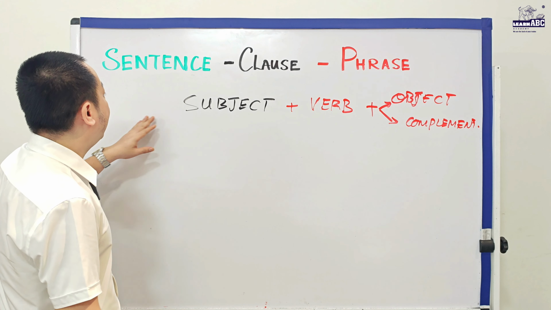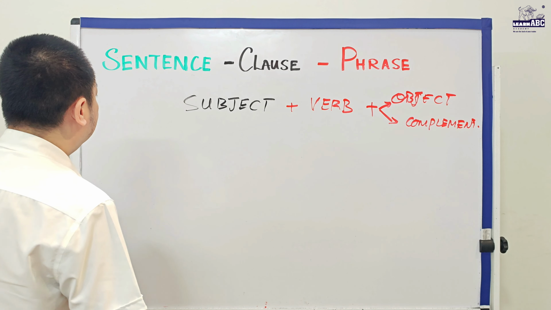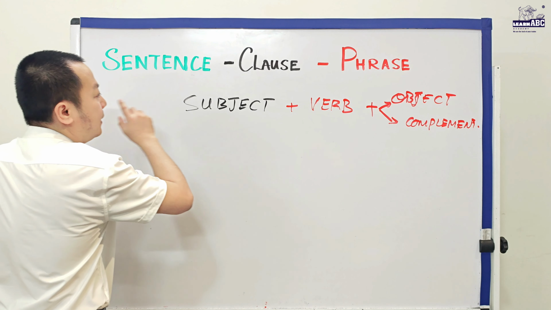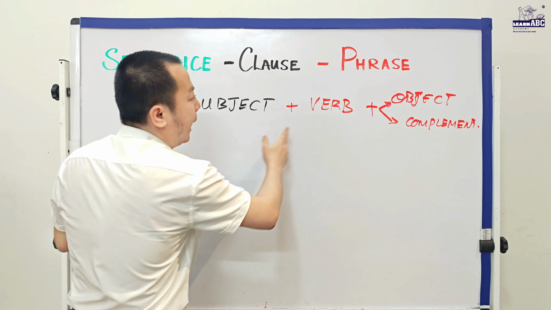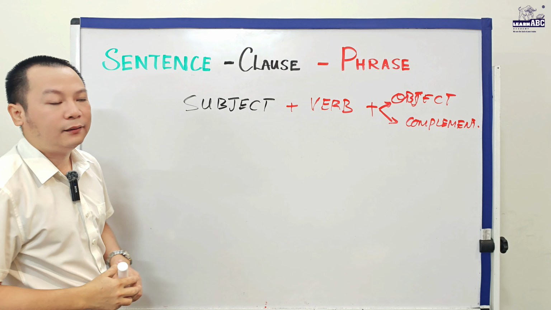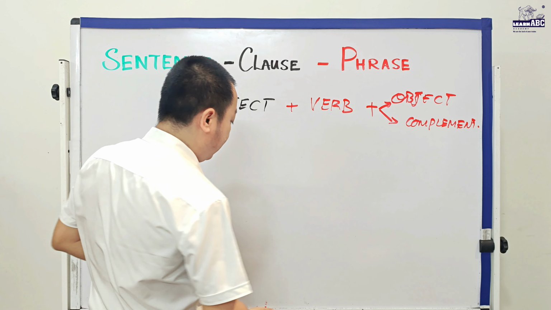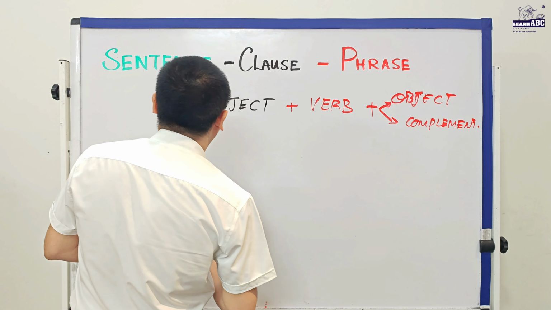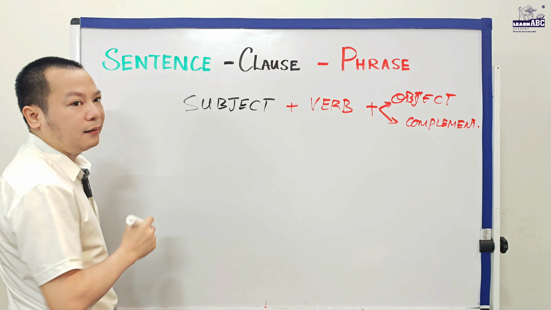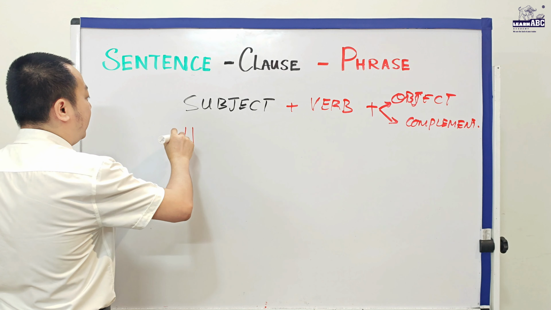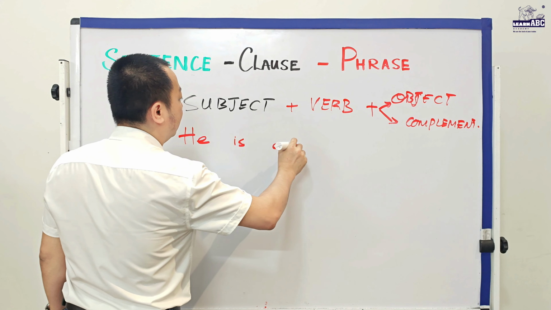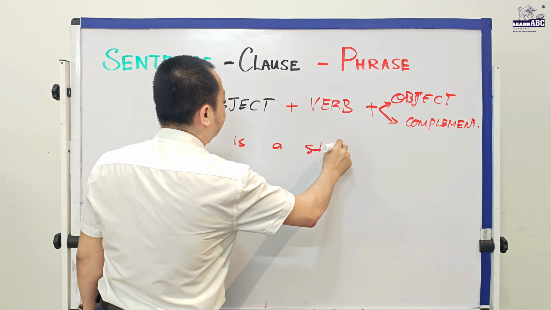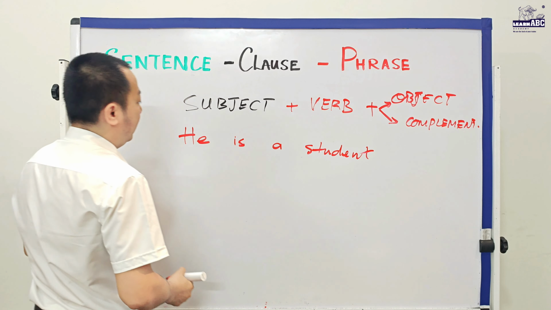So we can define a sentence like this: a sentence is a group of words with a subject and verb combination that gives you a complete idea. So what does it mean, the complete idea? Let me give you one example so that you can understand. Very easy. For example, he is a student.